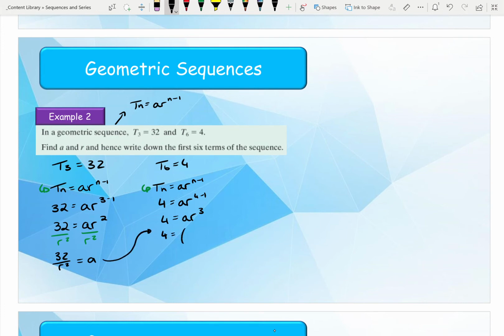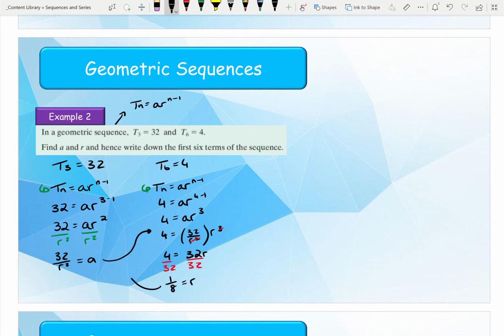So I have 4 is equal to 32 over r squared by r to the 5, which, if I look over my rules of indices, when I have r to the 5 over r squared, I minus the powers, which is going to give me 32 r cubed. Now I'm going to divide both sides by 32, which means that I'm going to get that 1 over 8 is equal to r cubed.